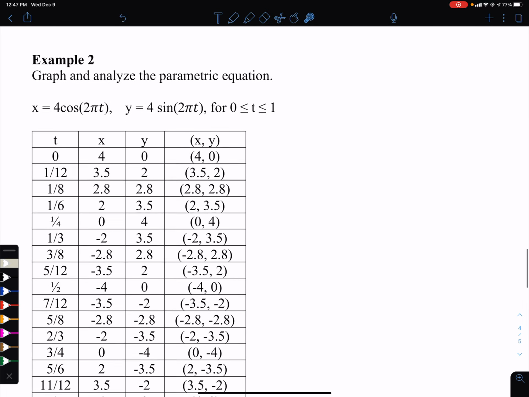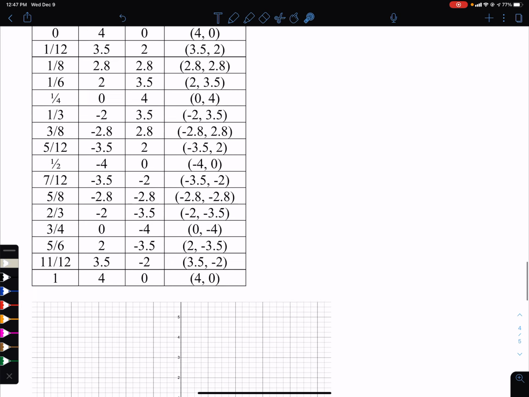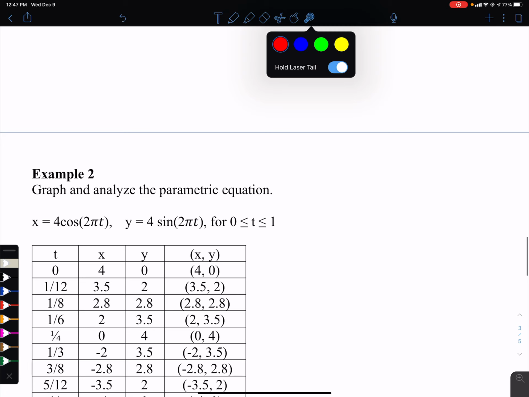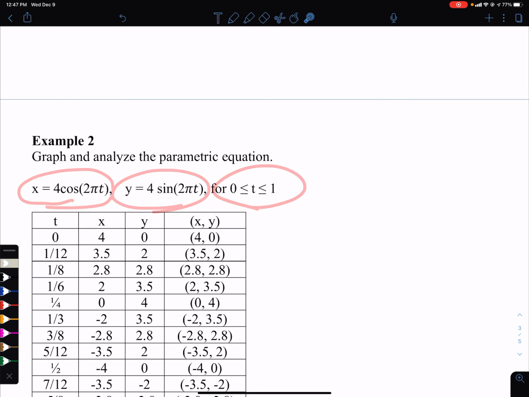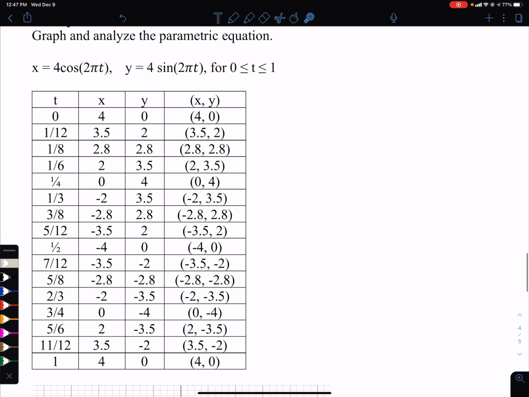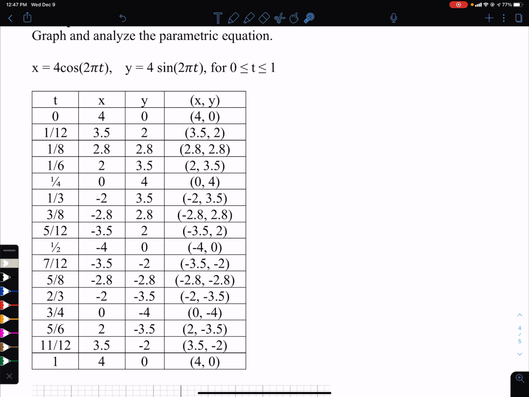One more example and we're done. I should have put it to the side because I'm going to have to scroll up and down. So here is our next and last example. I have an x and y, and I'm going from 0 to 1. Now, look at these weird t's that Yoshida picked. Why would he do that? I will explain. 0 is easy. Cosine of 0 is 1 times 4 is 4. And sine of 0 is 0, so 0. So we get the point (4, 0).